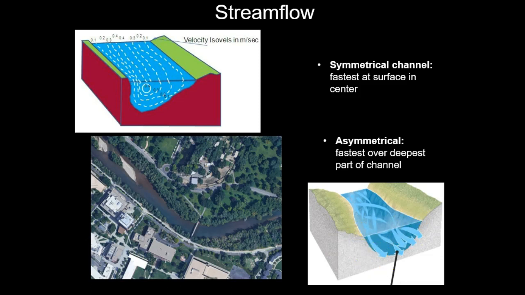On an asymmetrical channel like you're seeing up here, the greatest velocities will be also at the surface, but in this case they will be over the deepest parts of the stream, which for this channel's cross-sectional view will be closer to the left bank of that channel. So in this case, again, it's on the left. However, if it's a different part of the stream, it could be on the right.